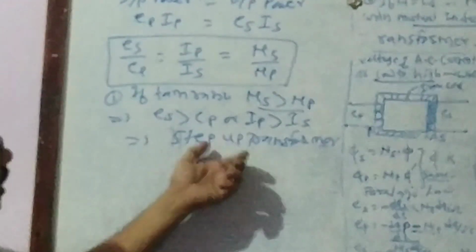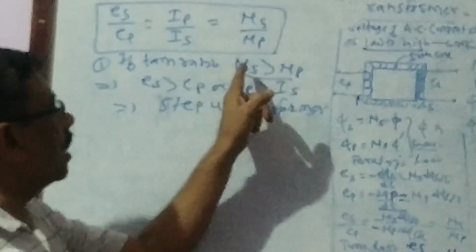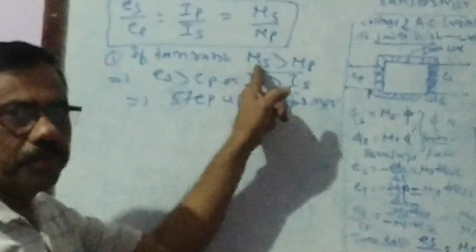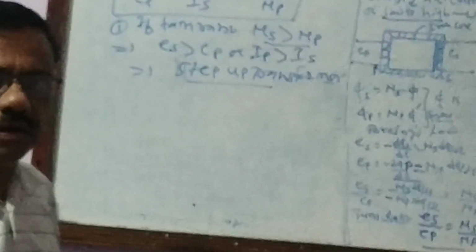This is a step-up transformer. That is, output voltage is greater than input voltage. Output voltage is greater than input voltage when the number of turns of secondary coil is greater than number of turns in primary. This is called a step-up transformer, which increases the voltage.